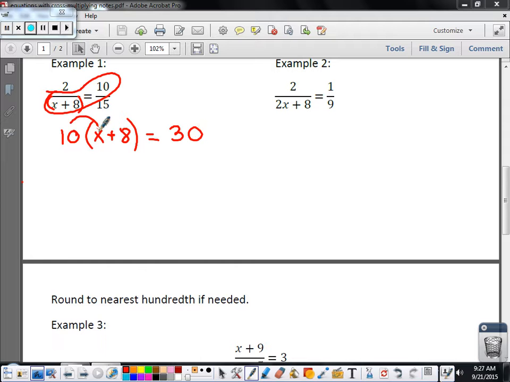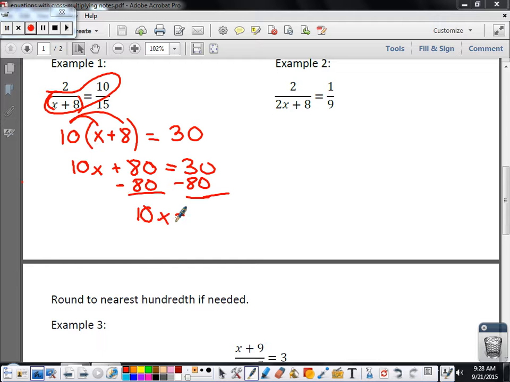So what's 10 times x? 10x. What's 10 times 8? 80. Equals 30. Now what? I want to get x by itself, so I'm going to go after the thing that's not attached. Subtract 80, subtract 80. Good back there? Make sure you're paying attention. Then you get 10x equals negative 50. Then what? Divide by 10. Divide by 10, and you get x equals negative 5.